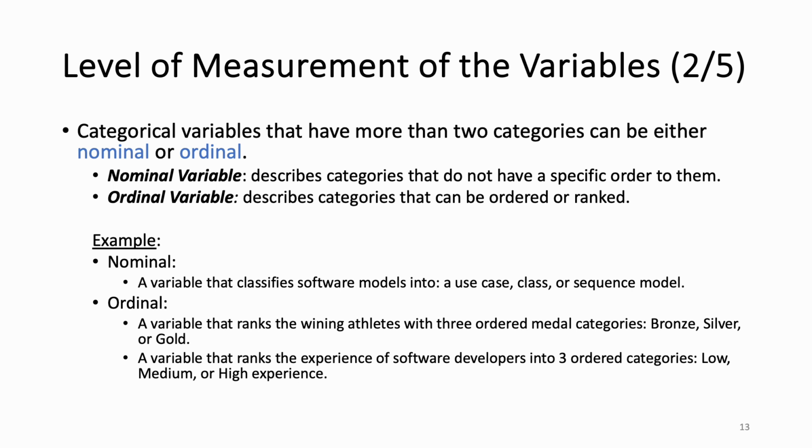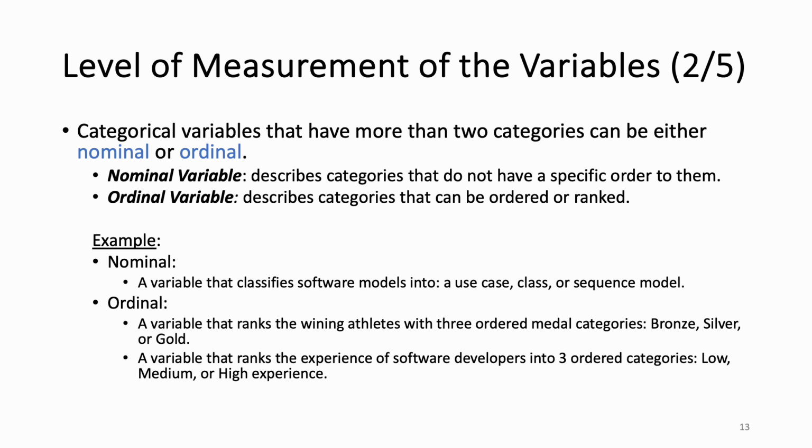So the nominal variables describe the categories that do not have a specific order to them. And the ordinal variables describe categories that can be ordered or ranked. So let's see an example to better understand these two new variables.